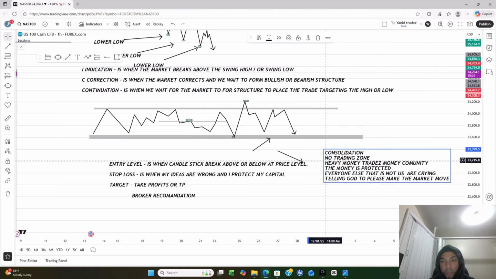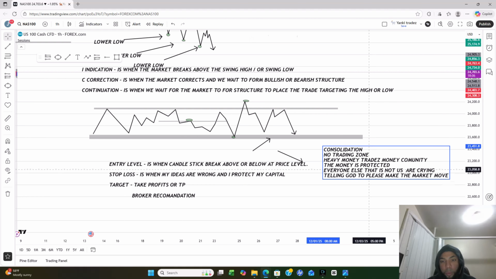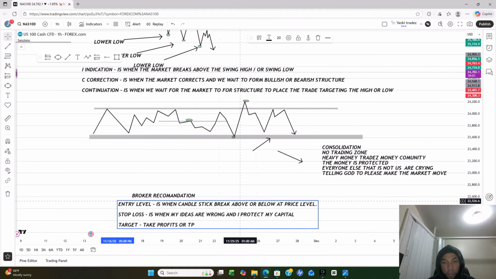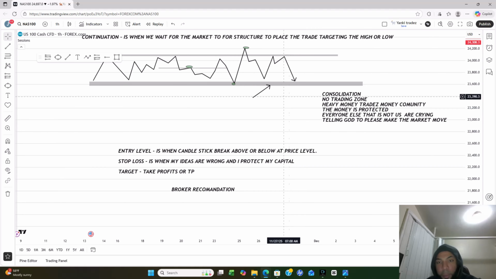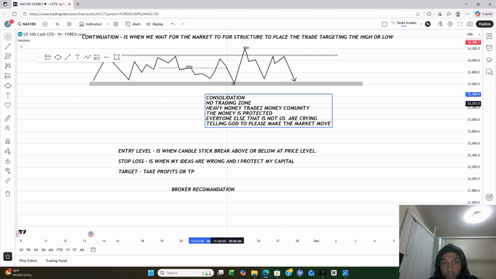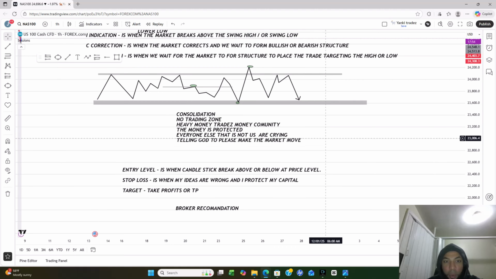So consolidation, we call it no trading zone. In the Heavy Money Trades community, the money is protected. That means we're not getting stopped out. Everybody else that is not us is crying, telling God, please God, make the market move. My money is stuck here, and they get stopped out. That's what happened to those people that are not from my group and ICC members. Those are the people that get stopped out, liquidated.